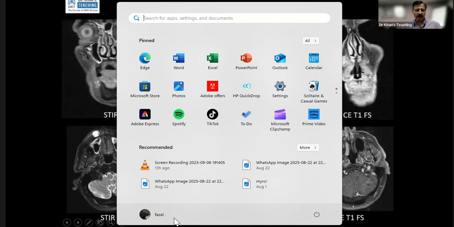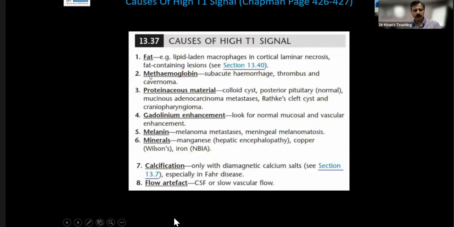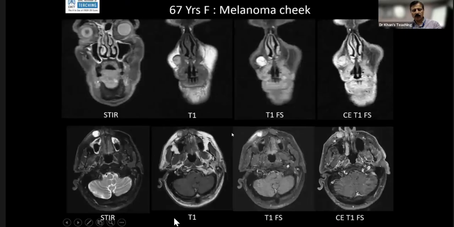Now here I am showing you a melanoma, which is high signal. Now, if you see here, fat, proteinaceous material, gadolinium, melanin. So melanin can be melanoma metastasis. Now, please remember that only 60% of melanomas have got high signal. There is a concept of amelanotic melanomas, which might not be high signal.